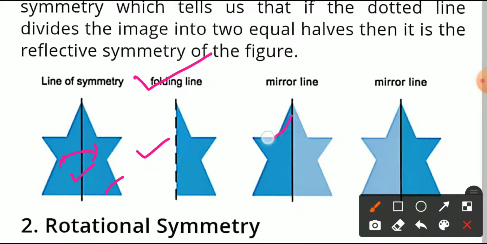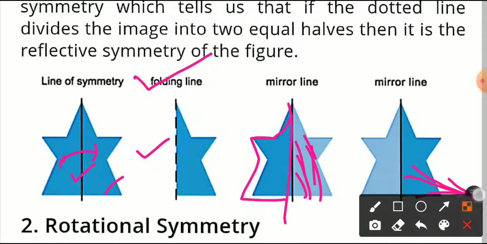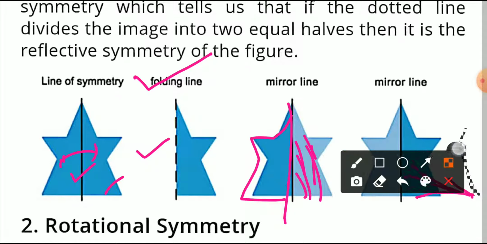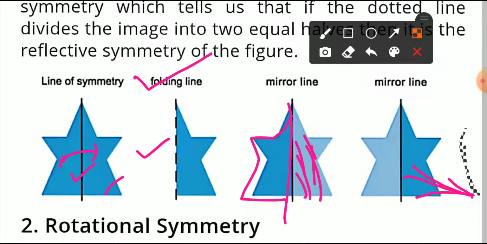So this is the exact figure, and you can see that reflection. This is the image, and this line is known as the mirror line. Same as with this part. Here you can see. Now this time the reflection falls on this part. Okay, clear?